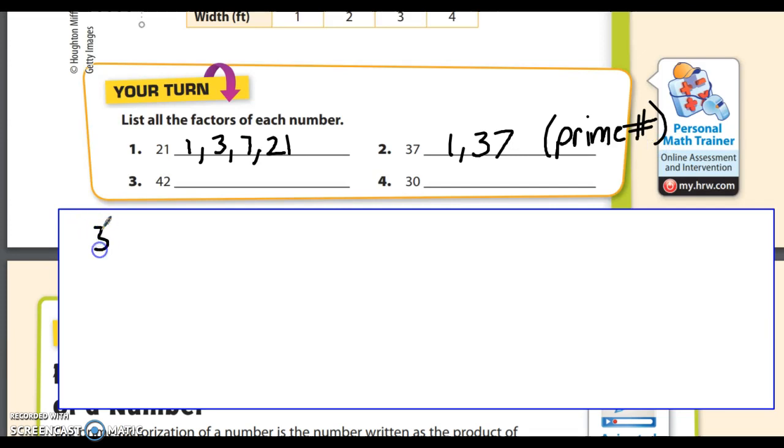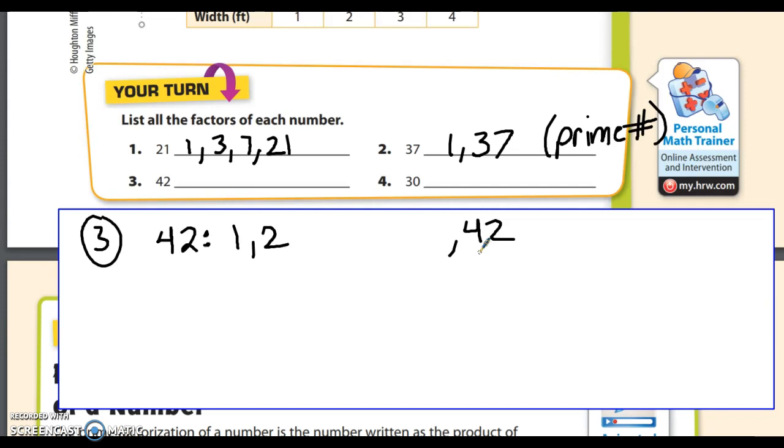Number 3, 42. 42 is going to have some factors because it's an even number, which means 2 will be a factor of it. I want to remind you of a couple rules. 1 is the first factor of every number, and itself is the last factor of every number. And the second factor of every even number is 2. And the second to last factor of every even number is 2's partner.